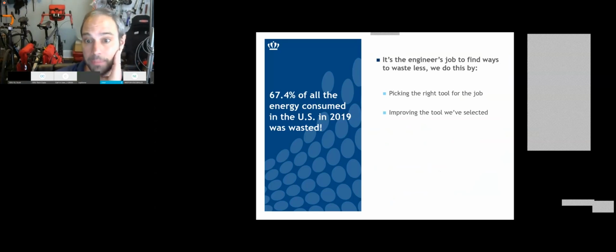And then we're going to improve the tools that we've selected. That could be as simple as better materials, so there's less friction in the bearings if there are rotary devices. It might be insulating things better, better fuel-air mixtures and combustion, a lot of things. It could be lightening the load so you're not wasting so much energy just trying to move something, if it's a vehicle.